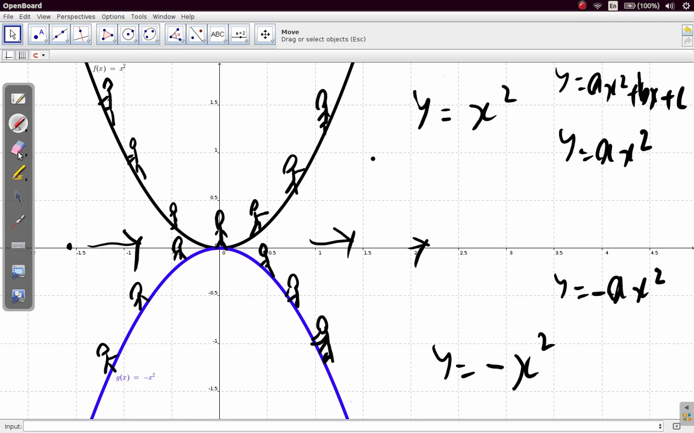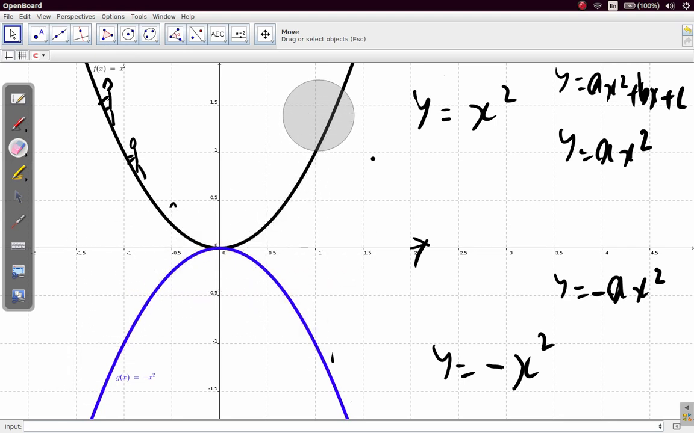Alright, now this graph that we have below in blue, the shape of it again is that of a parabola.